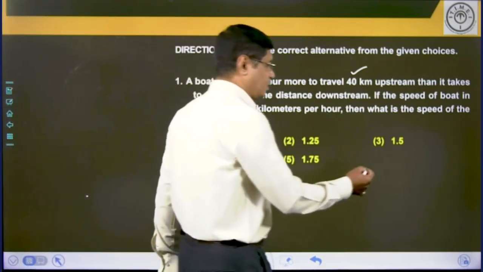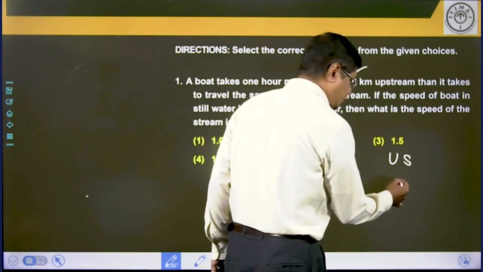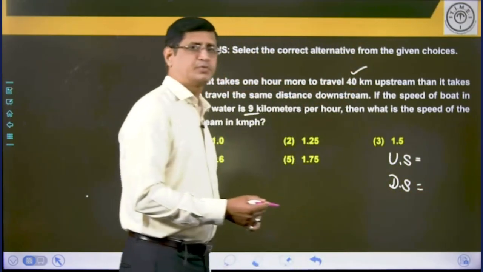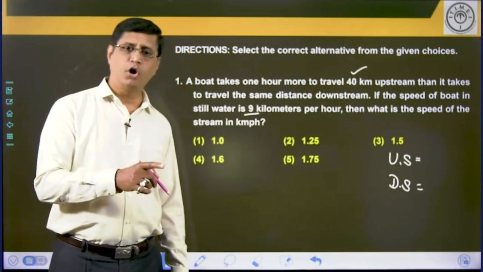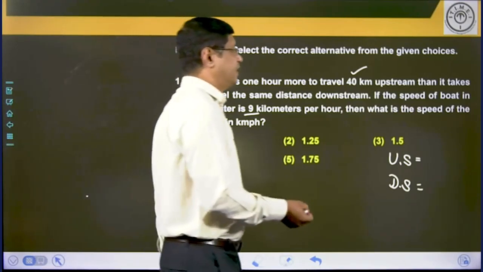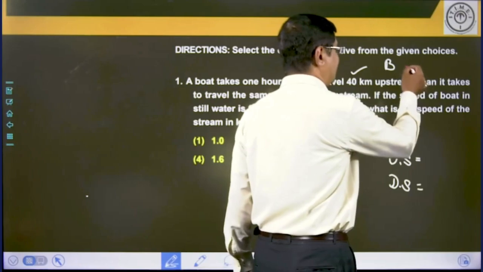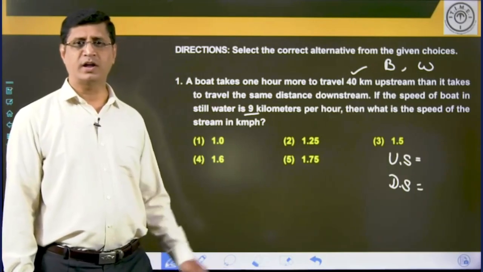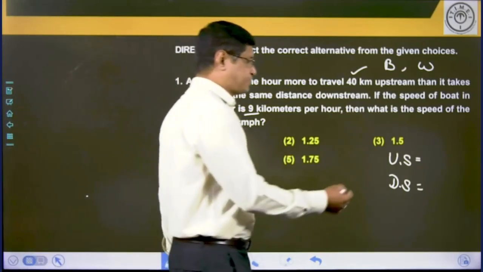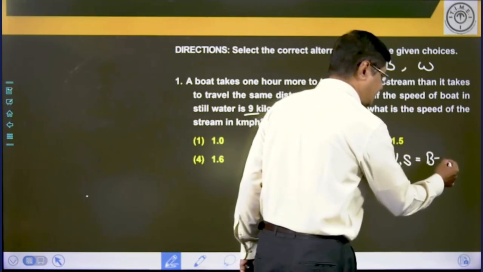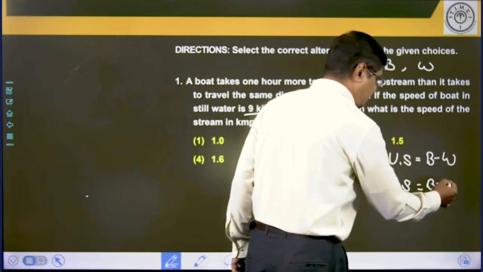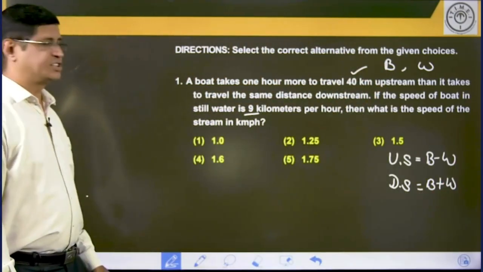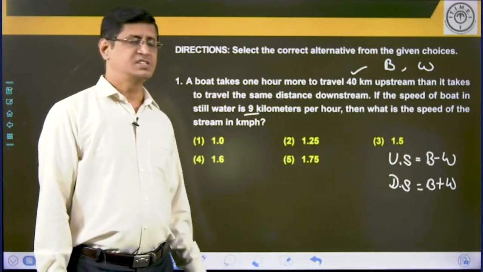Dear students, upstream and downstream, these are the two terms we need to observe. What do you mean by upstream? Upstream is equal to speed of the boat minus speed of the stream. Here I am taking speed of the boat as B and the speed of the stream as W. Upstream means B minus W. Similarly, downstream means B plus W. B refers to speed of the boat in still water and W is the speed of the stream.